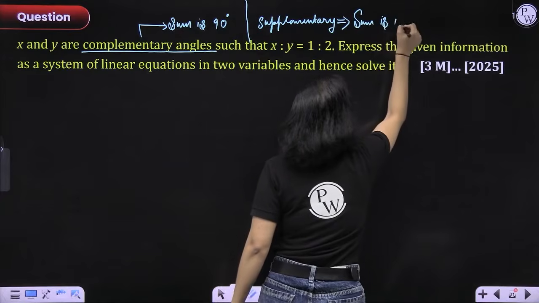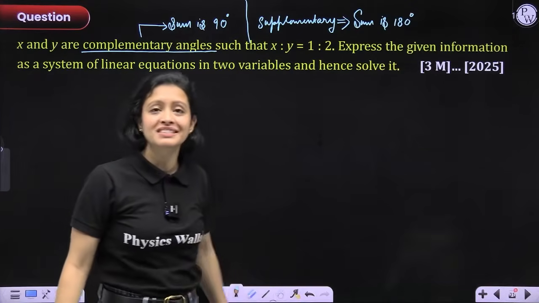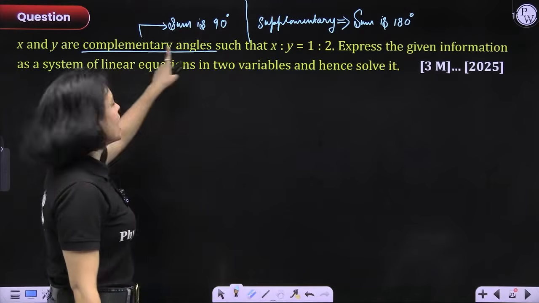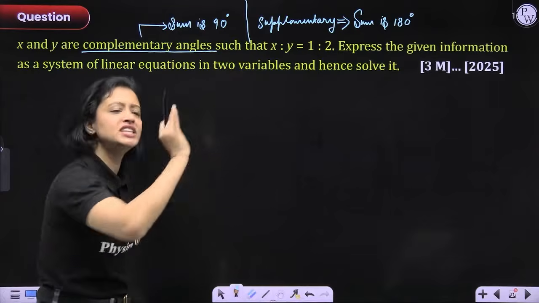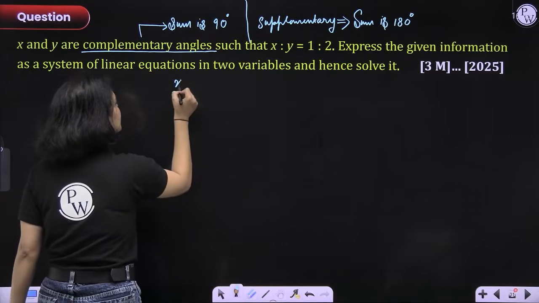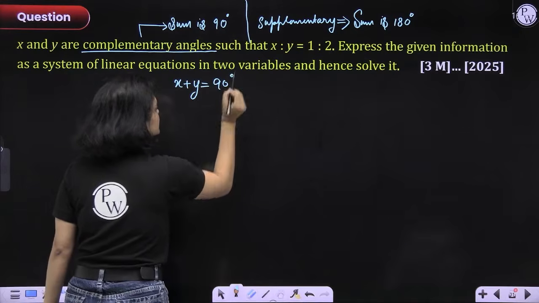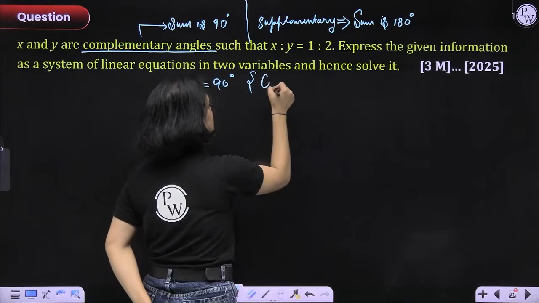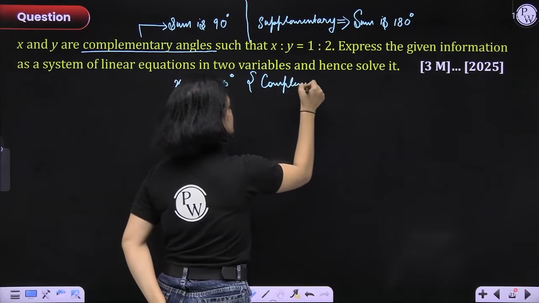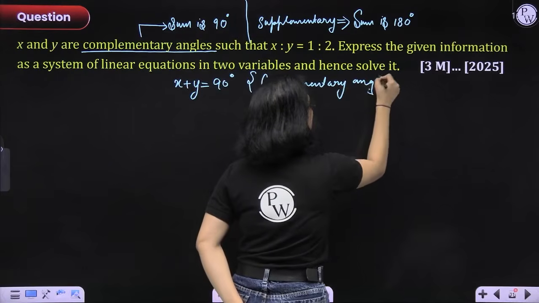You should remember these trivial things. Otherwise, how will you do these problems? Right? Okay. x and y are complementary angles. Stop. You will form the first equation right here because you know that since they are complementary angles, x plus y equals 90 degrees. Simple. Write the reasoning: they are complementary angles. Now, their ratio is also given to you.